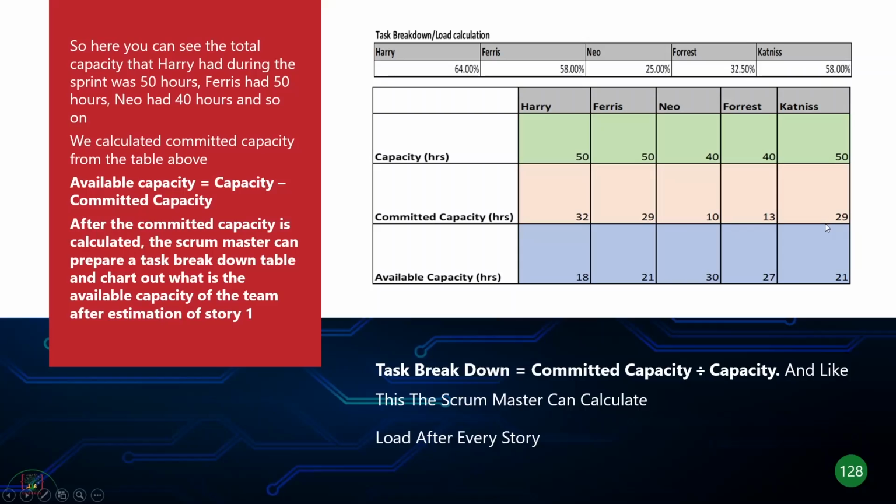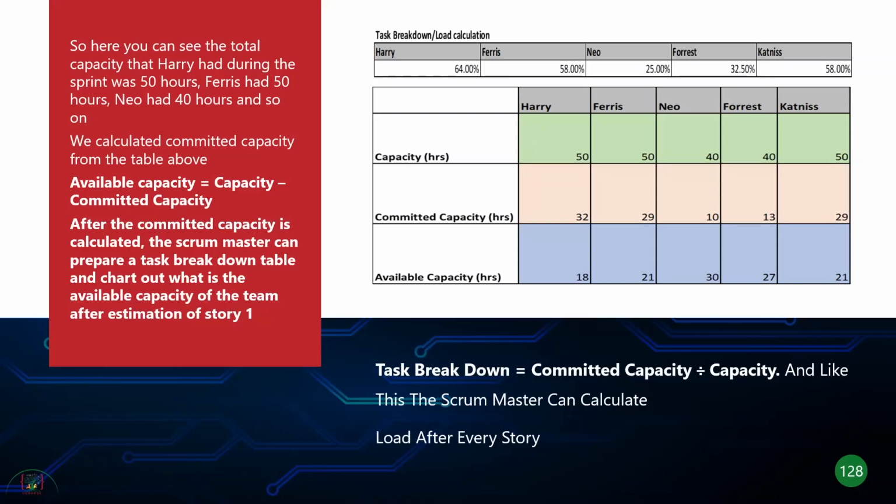That's the committed capacity. Based on that, you can get the available capacity, right? That is the total capacity minus the committed capacity. So the available capacity that I have left for the team members after finishing story 1 is: Harry has 18, Ferris has 21, Neo has 30, Forrest has 27, and Katniss has 21. So this is how you will find the available capacity for your team members, whether they are available to pick up any other story or not.